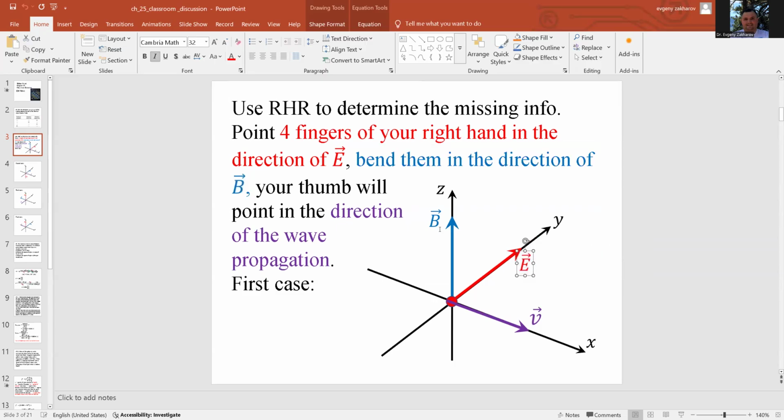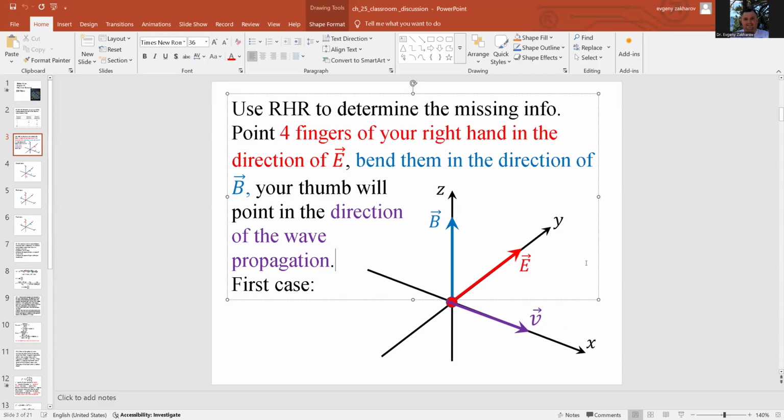E cross B gives you the velocity vector. This is the three-dimensional representation. For two dimensions, once again, it would be E into the page, B is up, and V to the right.